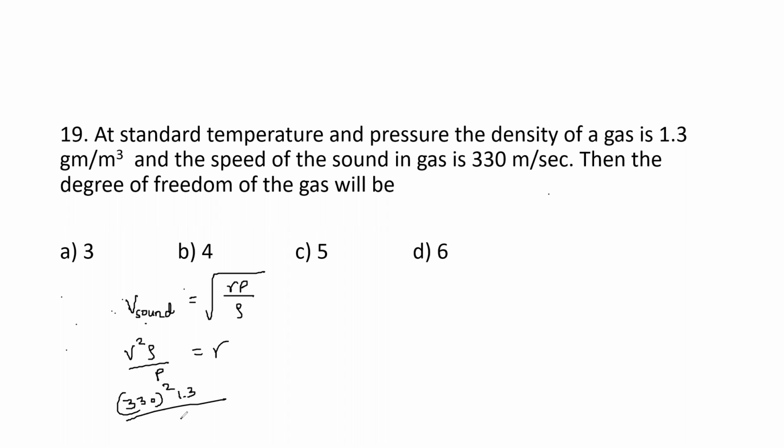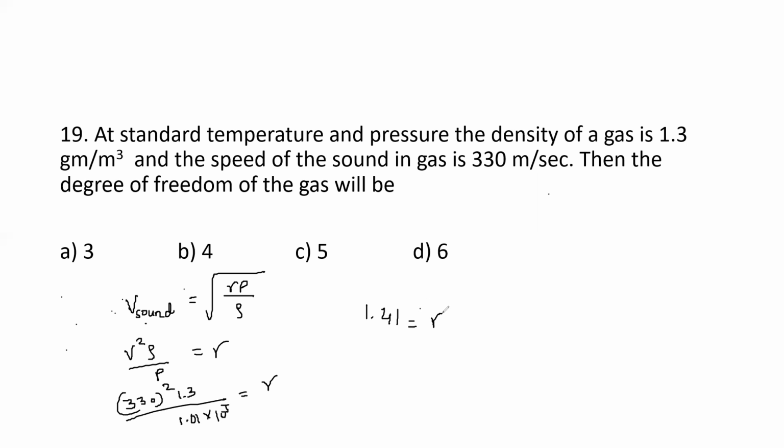Pressure is at 1 atmospheric pressure. Therefore, the value 1.01 into 10 to the power of 5 is equal to gamma, right? So simplifying this, the gamma value will be 1.41 here. This is equal to your gamma value.